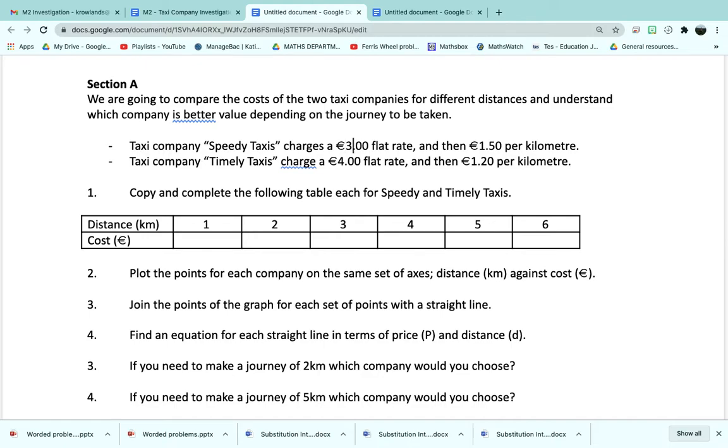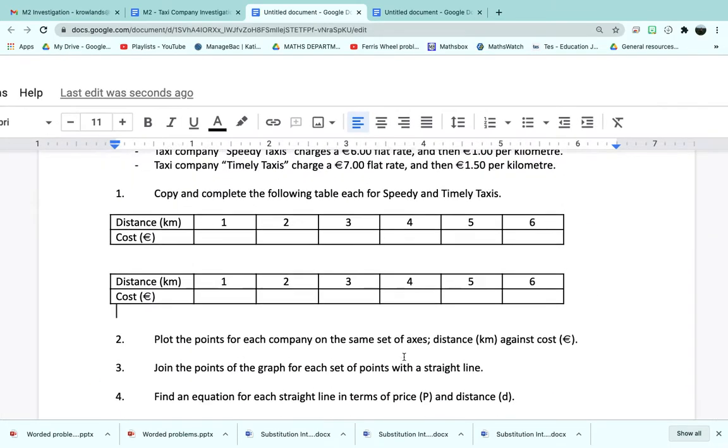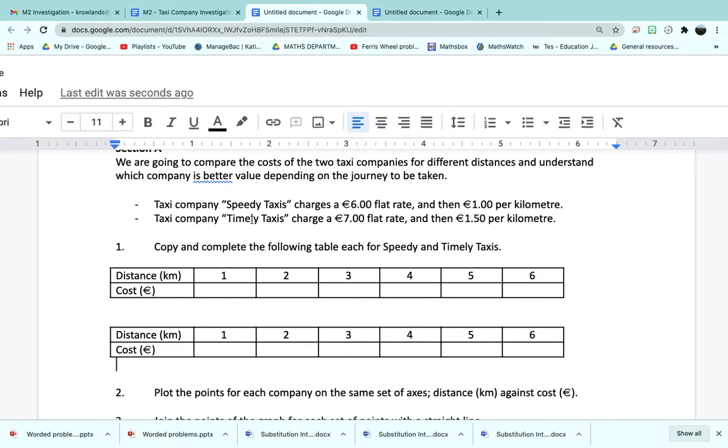Let's change this number to 6, 7 and €1 and €1.50. So complete the following table for each Speedy and Timely taxi. What I'd do is copy this table and paste it. Basically, what this investigation is looking at is whether you should take Speedy or Timely taxis based on your distance. And you're going to model this using straight lines.